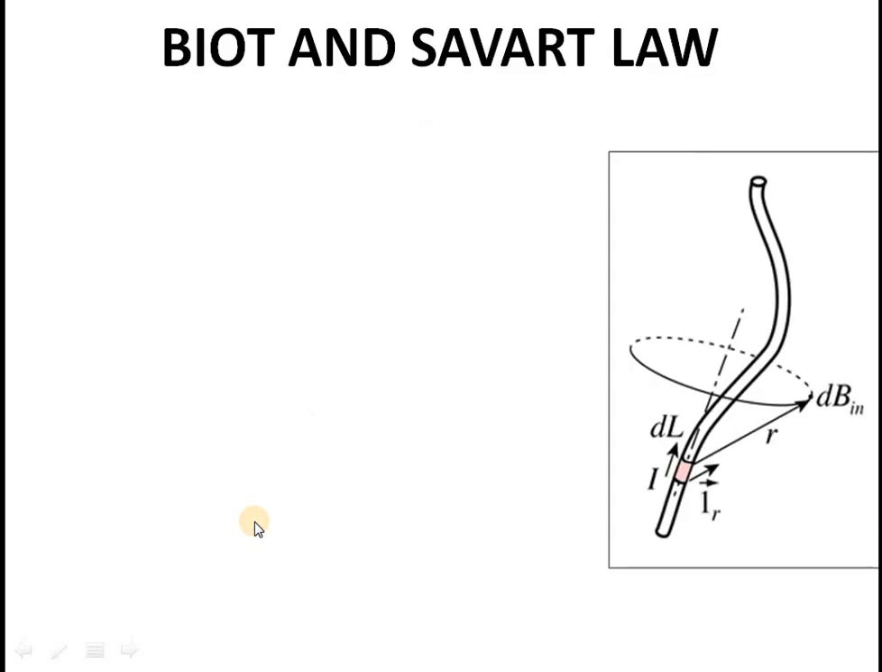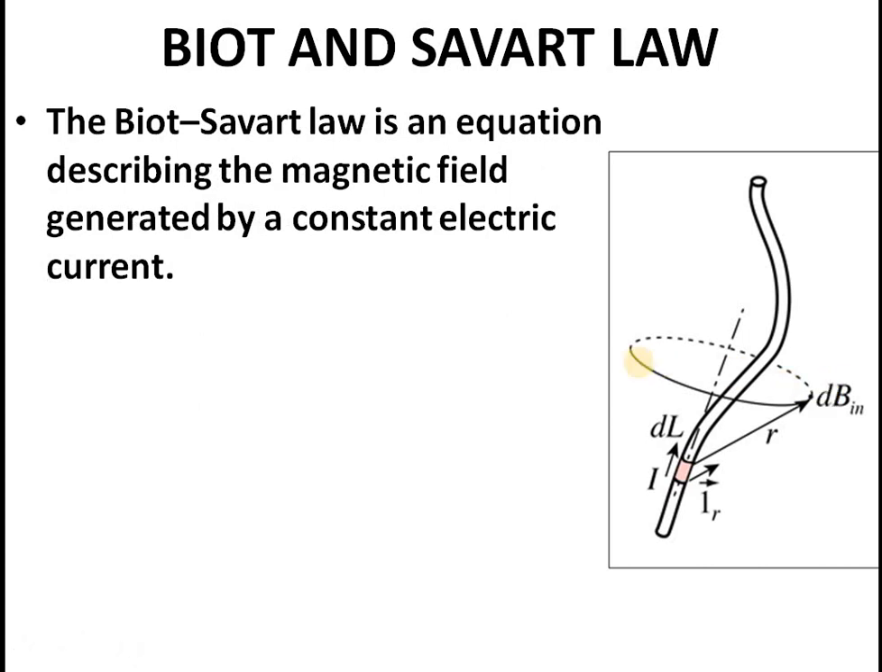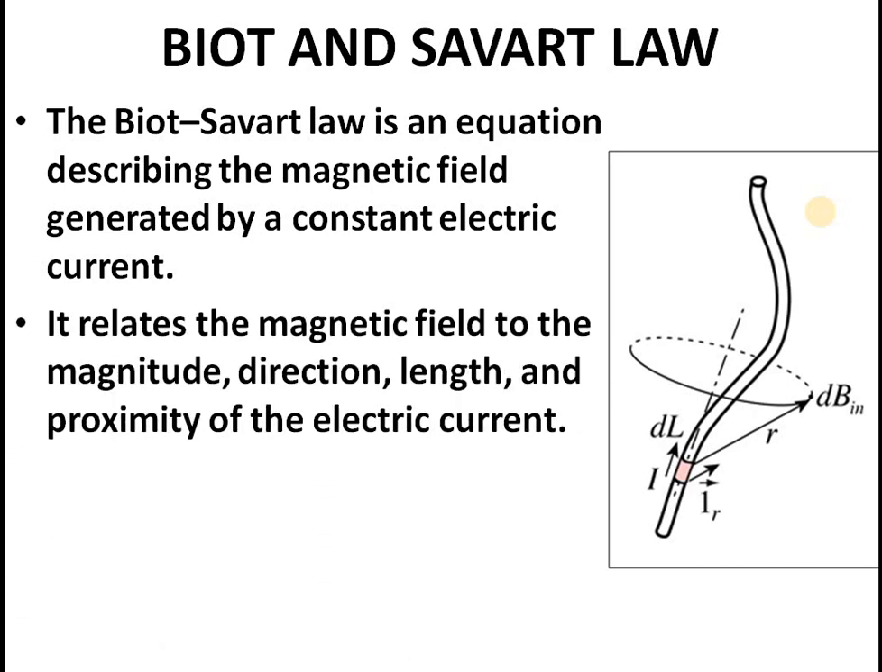So for dealing with Biot and Savart law, you need a current conducting wire. So this is the wire, a current I is passing through it. So how will that current I produce a magnetic field at a distance? That is the question. So Biot and Savart law basically explains how a magnetic field is produced by a constant electric current. There is a relation.